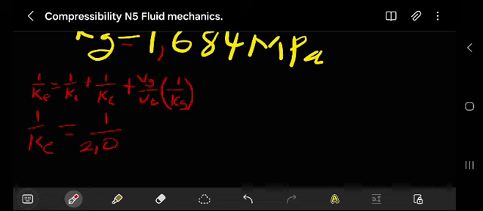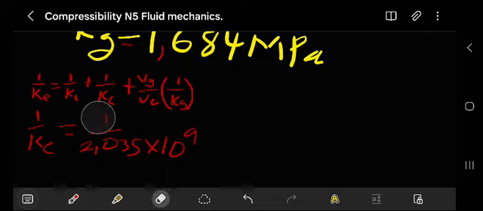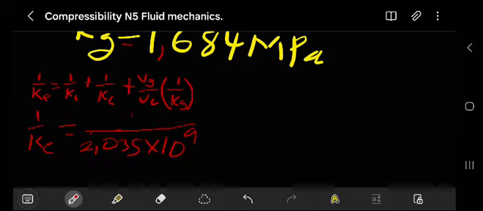This is 1 over 2.035 times 10 power 9. Remember that it's in giga, right? We are done with this part.